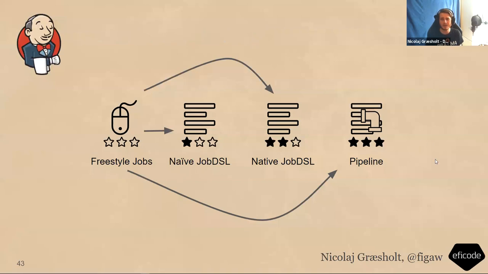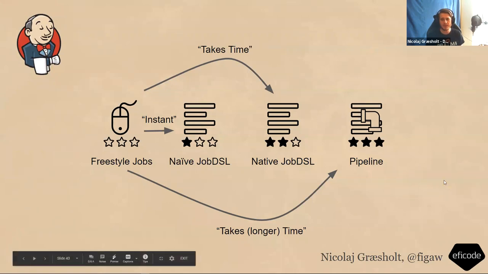Adding some labels to this, I know that I can actually get out of a manually configured Jenkins job instantly and get into some configuration as code by just wrapping the job. This is interesting. Secondly, I know that I could convert my manual job to native JobDSL, but that would take me some time. And I know that I can convert my freestyle jobs to pipeline, but it might take longer.